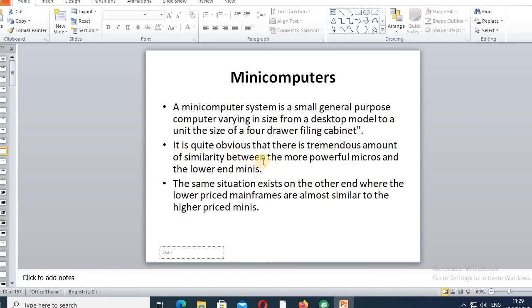It is quite obvious that there is a tremendous amount of similarity between the more powerful micros and the lower end minis. So minicomputers and micros are almost the same, because these ones sit on the desktop. They all have microchips. They use a motherboard, they use a hard disk, they have a power supply. Getting that? These situations exist on the other end, where the lower priced mainframes are almost similar to the high priced minis. Are we together? So their price is almost the same. So in this case, everything will be fine. Are we together? Yes.